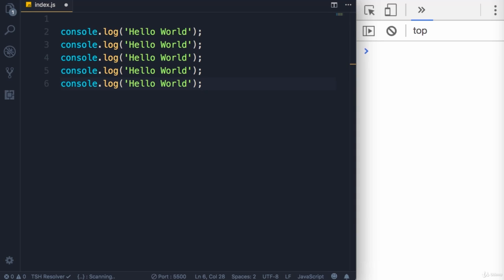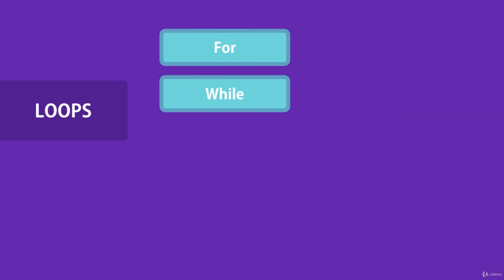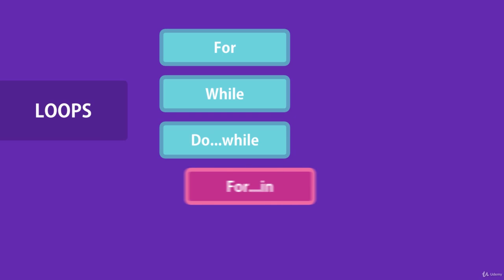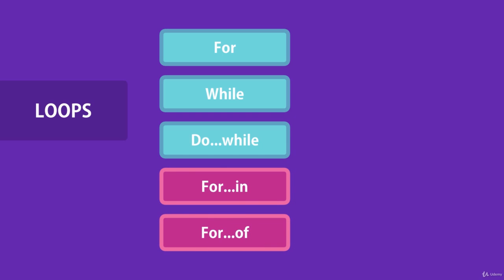This code is ugly. There is a better way to achieve the same result, and that's where we use loops. In JavaScript, we have various kinds of loops, and all these loops essentially do the same thing. They repeat an action a number of times. We have for loops, while loops, do while loops, for in loops, and for of loops. All these loops essentially do the same thing. But there is a subtle difference between how they start and end.